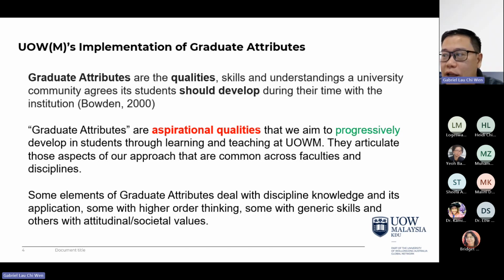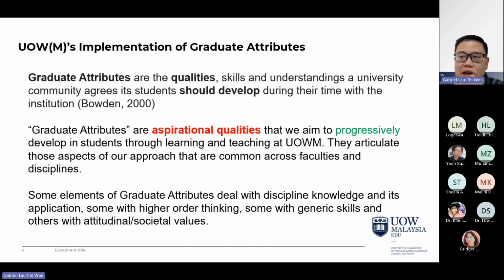Okay, now they articulate those aspects of our approach that are common across faculties and disciplines. So these graduate attributes will cover not only the engineering school, but also computing, business, and so on, across all boards. Okay, so this is what we feel every individual should have. All right, understand, guys, so far? Okay, about what graduate attributes are.